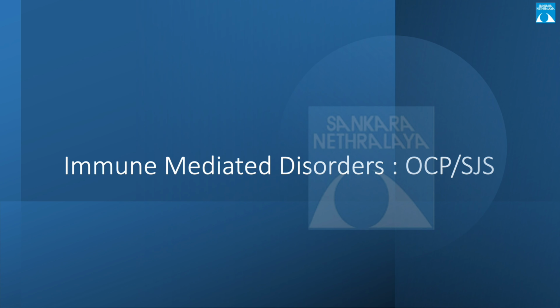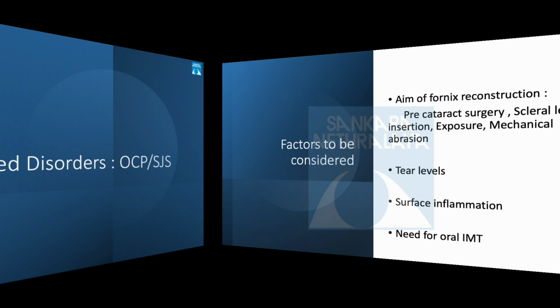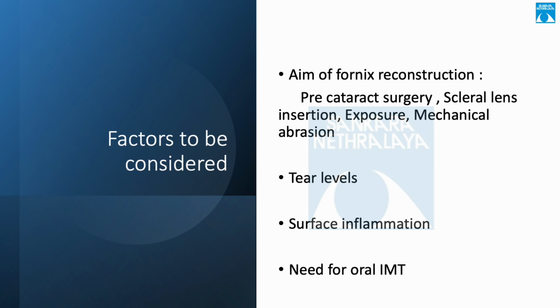Moving on to the immune mediated disorders like OCP or SJS, let us see how this spectrum is different from what we just saw of chemical injuries. Here, the factors that need to be considered while planning the surgery would be, first, the aim. Why are we reconstructing the fornix? Is it because the patient needs a cataract surgery, or do we need to insert the scleral lens, that is the PROSE lens, to aid in visual rehabilitation?